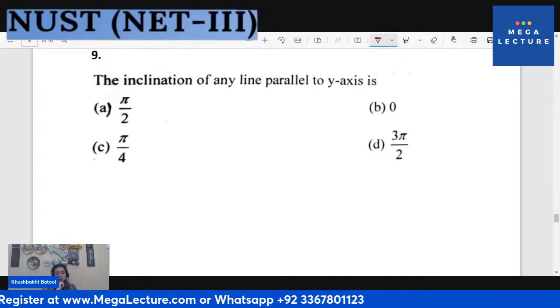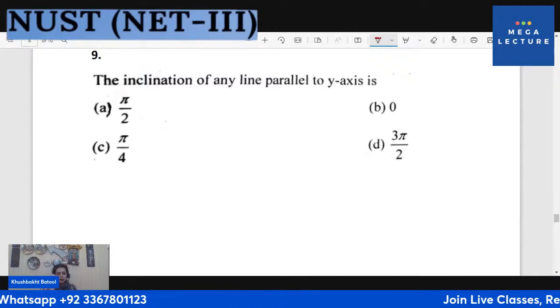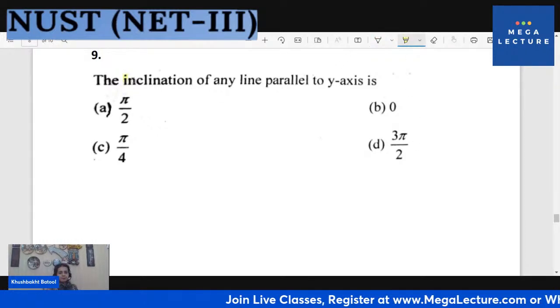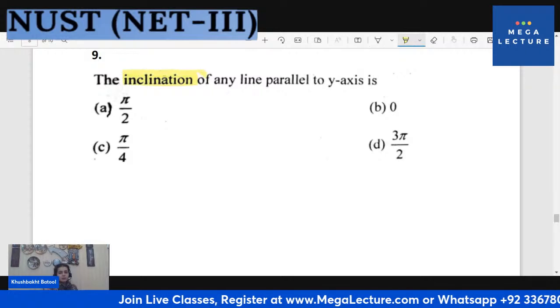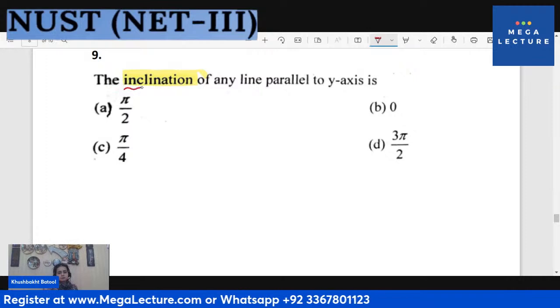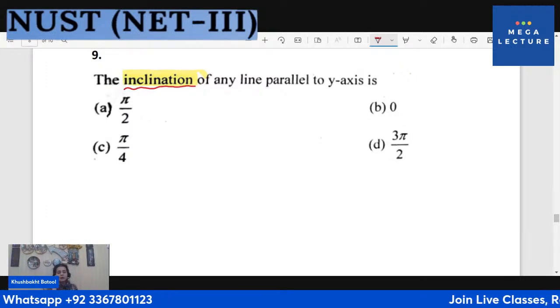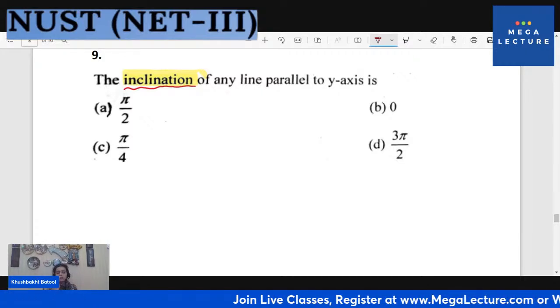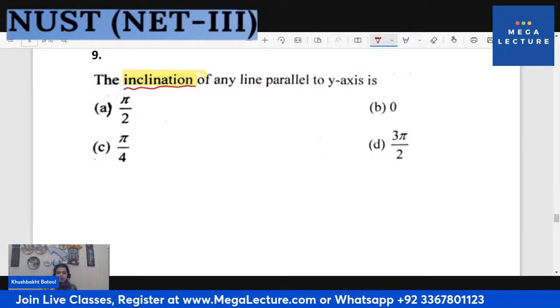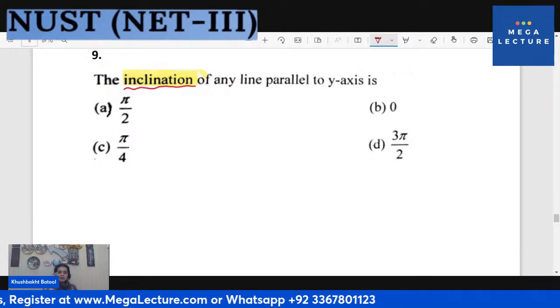The gradient or slope would be undefined because it would be infinity. It is infinity for any vertical line. But if we talk about the inclination, what is going to happen for this one? When we talk about inclination, we're basically talking about the angle between the line and the x-axis, right? So it is basically the angle.